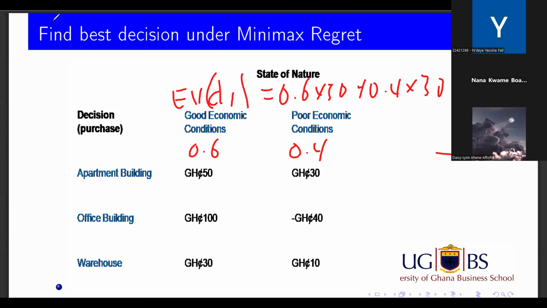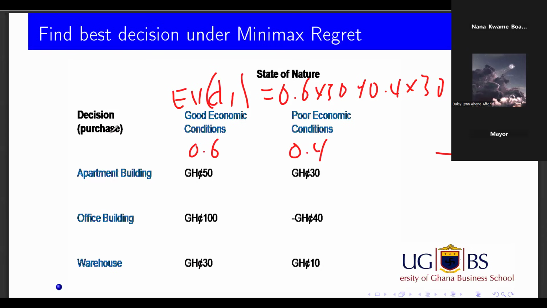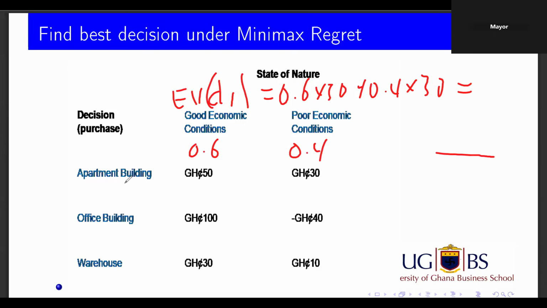Okay, so let me start with Daisy. For the first one, I got 42. For the second, sorry, can you hear me? Loud and clear. Okay. For the second one, I got 44. And for the last one, I got 22. Good. Mayor, did you get the same thing? Yes, I had the same thing, 42, 44, and 22.